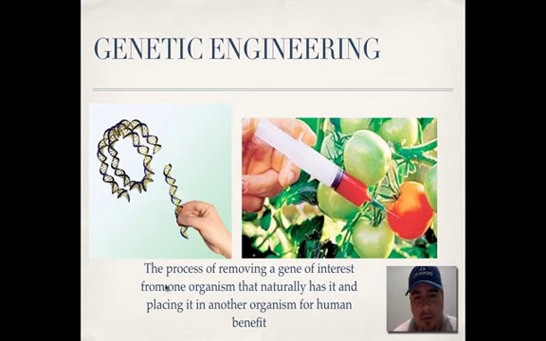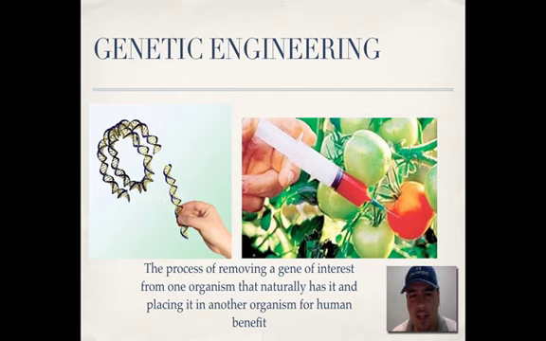This is a process where we remove a gene of interest from one organism that naturally has it and we place it in another organism that doesn't naturally have it, but now it's going to add a new characteristic they never had. And we do it for human benefit. That's the reality. We do it because we get something out of it. I love this picture because it shows exactly what it is.